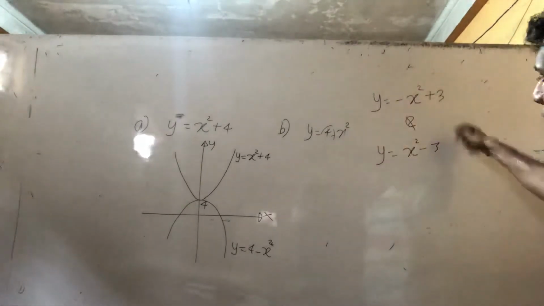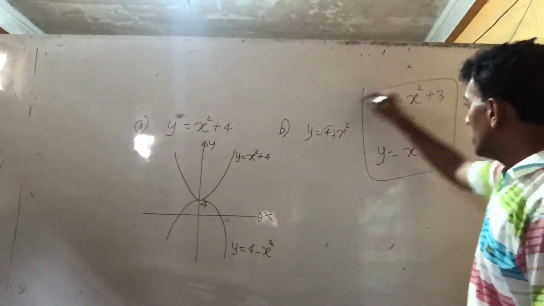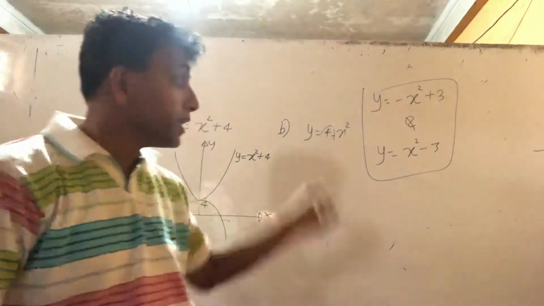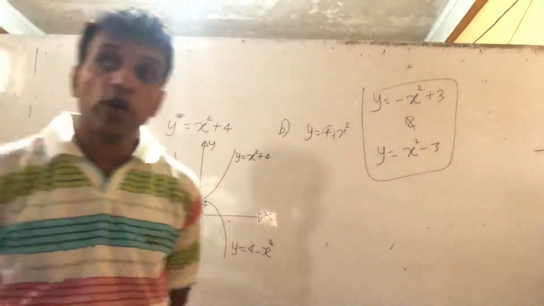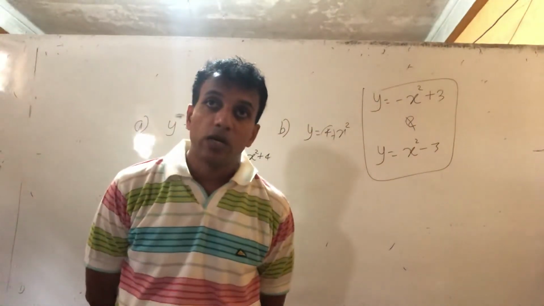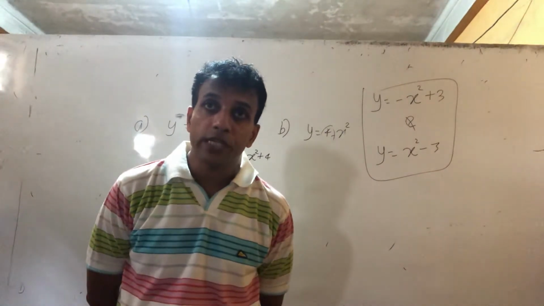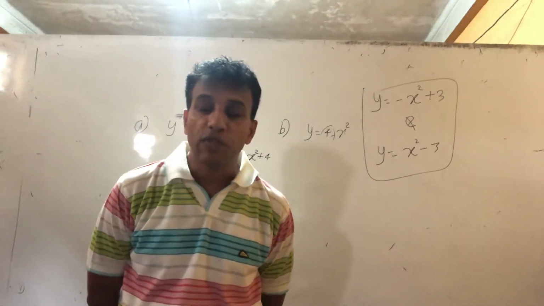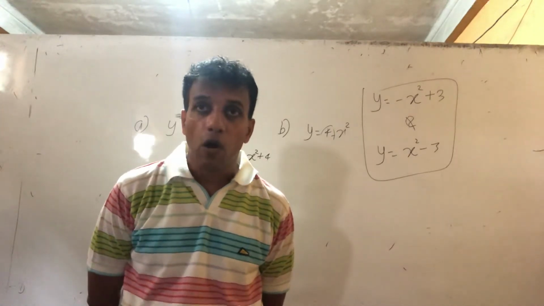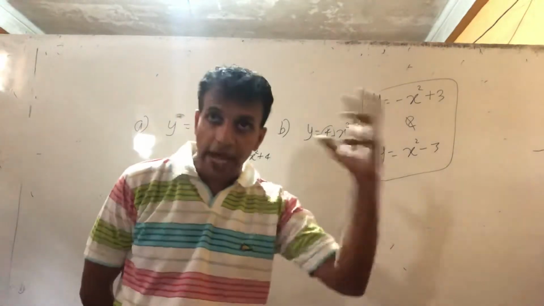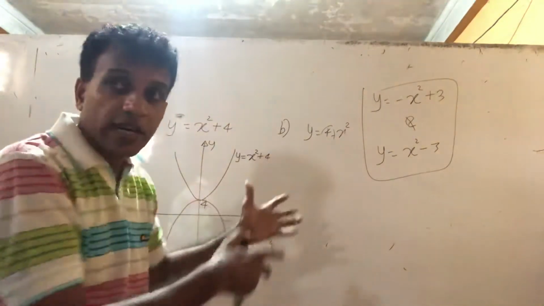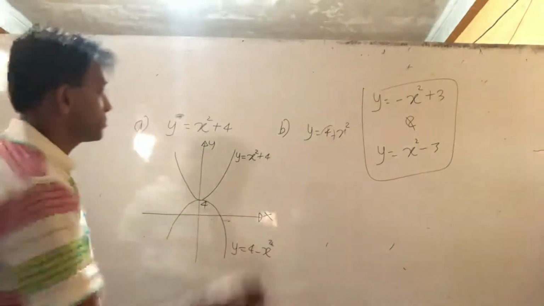Write this: y equals minus x squared plus 3, and y equals x squared minus 3. Write the common properties of the functions. Same idea. This is everything without drawing. The graph is already drawn, and using that idea you have to give the answer. But I will show you a rough sketch and we discuss the answer.